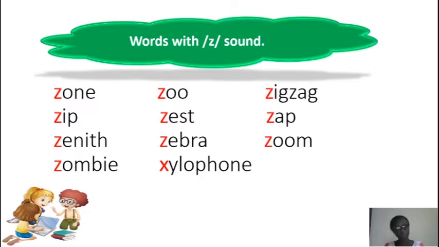So we have zest, zap, zenith. Zenith is like the top. We have zebra, zoom, zombie, and xylophone. Now that word xylophone starts with X, and that's not the only word that has X sounding Z. There are other words like that. But this tells us that this sound can begin with letter Z and can also begin with X, as in the case of xylophone. So all these words have the Z sound at the beginning.